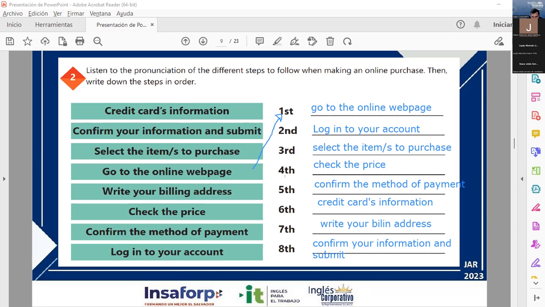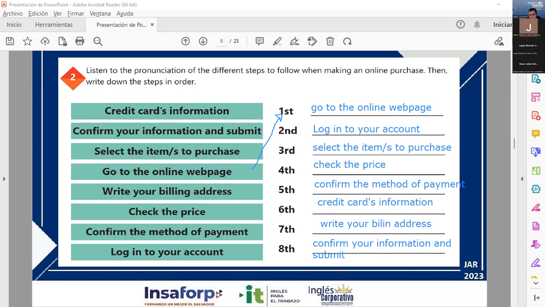First, check the price. Select the items to purchase. Right? Select the items to purchase. Yes. Then check the price. Then confirm the method of payment. Next, provide the credit card's information. And write your billing address. And confirm your information and submit.